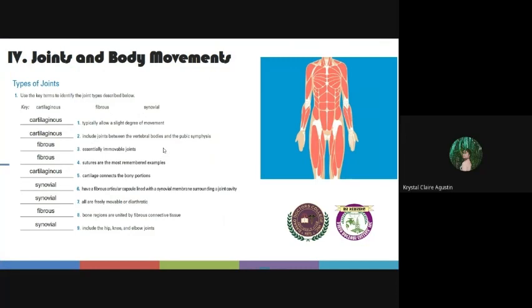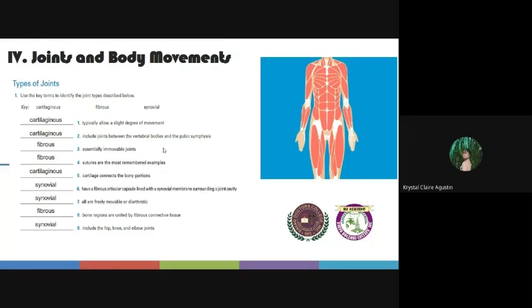So let's move on now to the types of joints. So joints and body movements. Use the key terms to identify the joint types described below. Number 1, it typically allows a slight degree of movement. So it is the cartilaginous joint. Number 2, it includes joints between the vertebral bodies and the pubic symphysis. Again, it is the cartilaginous.